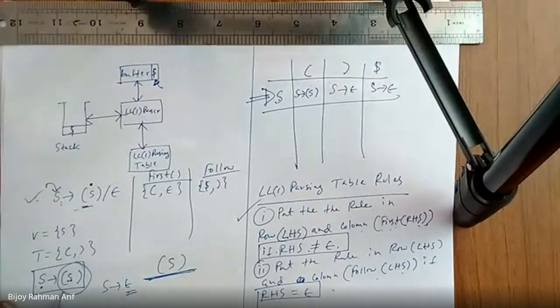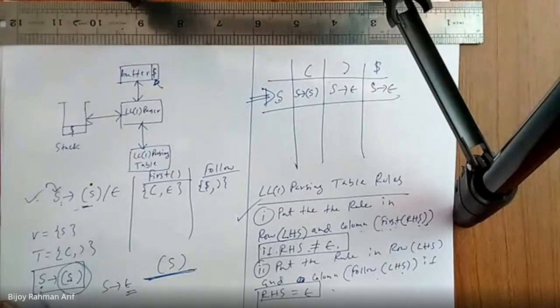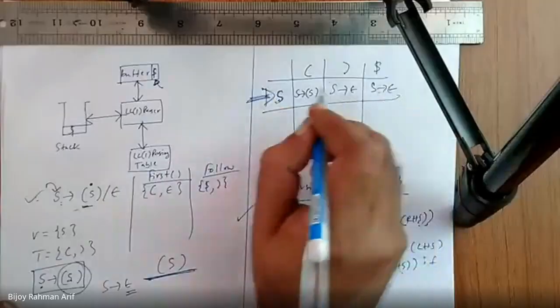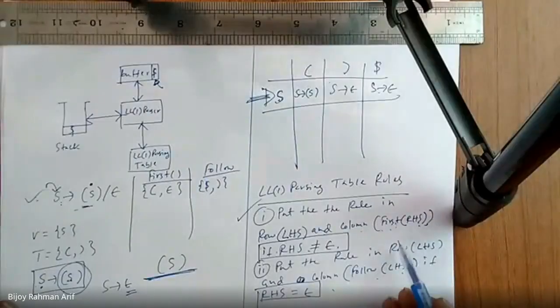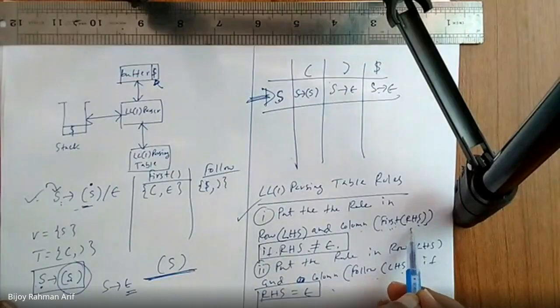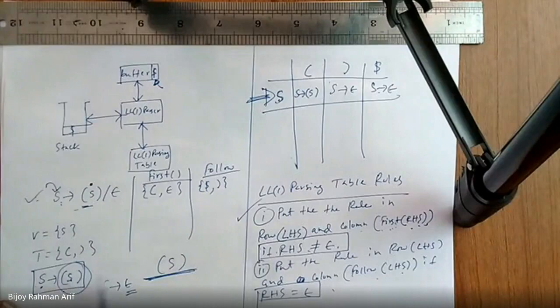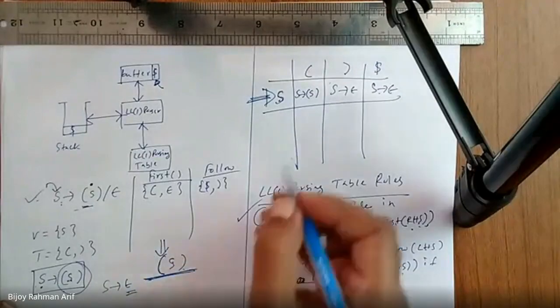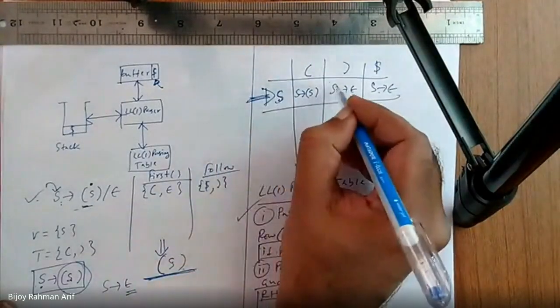The right hand side in this case is not epsilon. So take the row of LHS, the row of S. What would be the column? The column would be first of RHS, not first of LHS. The first of this is only the open parenthesis. So put this production in this row, this column. Clear to you? Yes, sir.